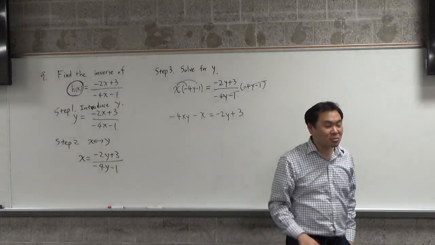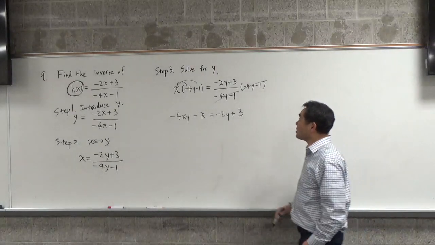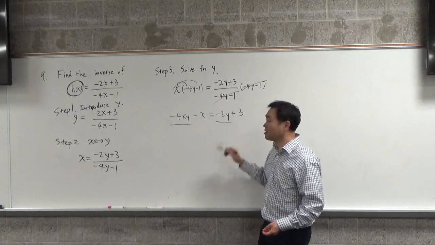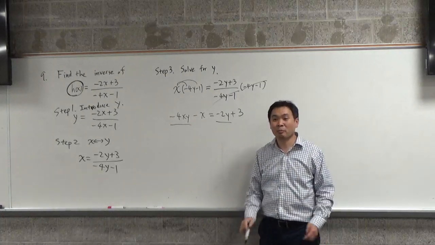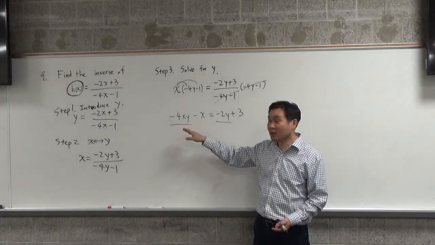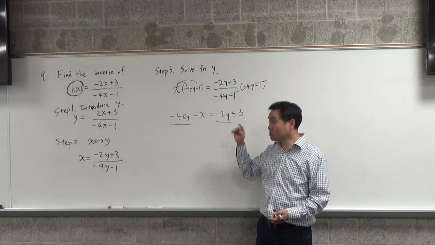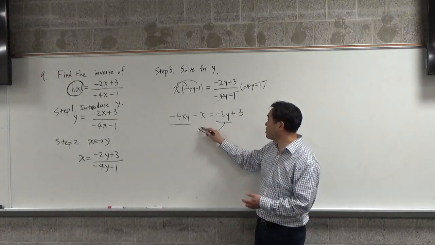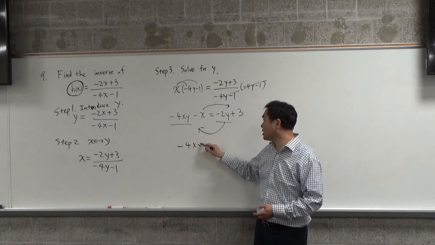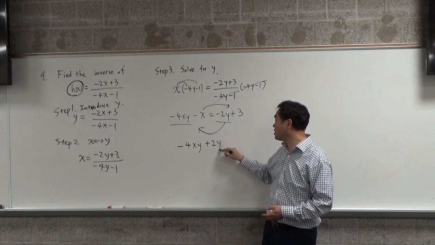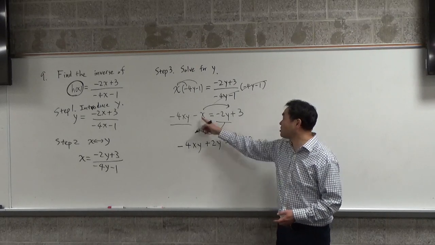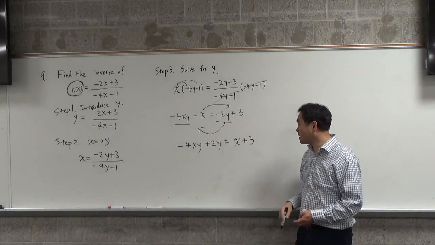Okay, we got rid of the annoying fractions, but we still have to solve for y. But I see a double. There's a y there, there's a y. How do we handle this? We move the y's to one side and the ones without the y's to the other side. So this has to come over here, this has to go over there. So let's see what that gives us. Negative 4xy plus 2y is equal to plus x plus 3. Because minus x, when you move over, is plus x.